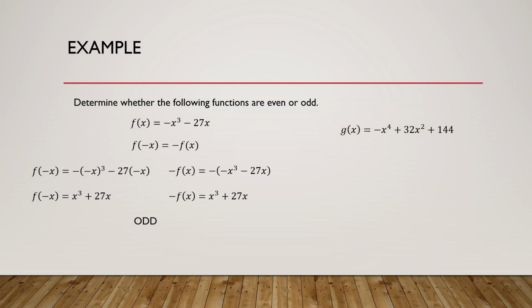Next, we try g of x equals negative x to the fourth plus 32x squared plus 144. Since the highest power is an even number, 4, we will test this function for being even. If so, then g of negative x is equal to g of x. G of negative x equals minus negative x to the fourth plus 32 times negative x squared plus 144. Negative x to the fourth equals x to the fourth, and negative x squared equals x squared, leaving us negative x to the fourth plus 32x squared plus 144, which is equal to g of x, so this function is even.